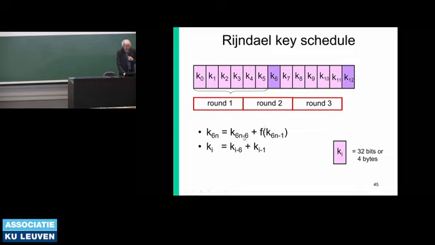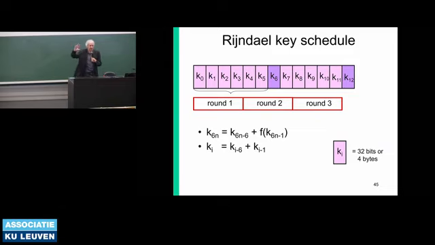If the index is a multiple of 6, then you use a complex function. If it's not a multiple of 6, you just add 2 previous ones. So it's a very simple key schedule, but you can only compute it forward. You cannot compute it backward, unlike in DES. That was actually a clever trick of DES.